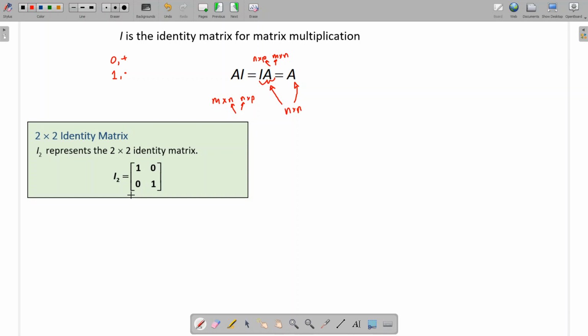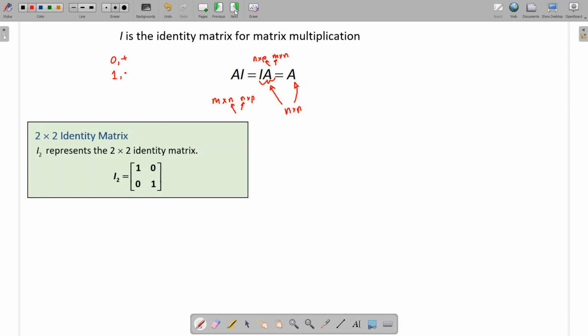So we can have an identity matrix for any given square matrix, whether it's 2 by 2, 3 by 3, 4 by 4, or 25 by 25. So let's look at the identity matrix for just 2 by 2s first. We've seen this matrix before. It's just 1s across the diagonal and 0s everywhere else. So we're going to denote that as I sub 2, the 2 by 2 identity matrix.